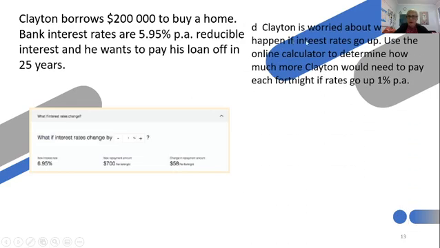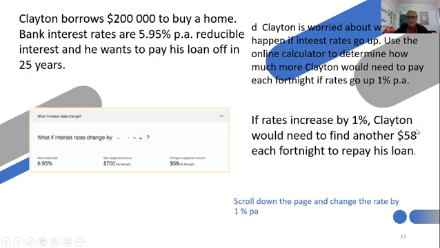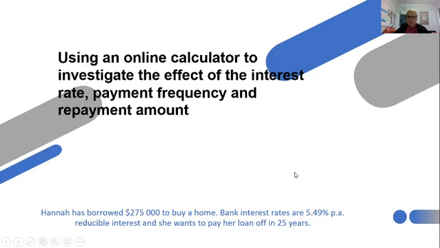He's worried what will happen if his interest rate goes up. Use the online calculator to determine how much more Clayton would need to pay each fortnight if rates go up 1%. So you change it over there, you scroll down the page, change to 1%, and then he'd have to pay another $58, it tells you, each fortnight to repay his loan.